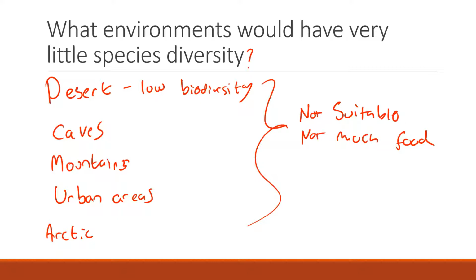And because it's very difficult to live in them, not many species choose to live in them, or have evolved to live in them, or live in them full stop. So therefore they have low biodiversity. And if you've got low biodiversity, that can be a bad thing. Why can low biodiversity be a bad thing?